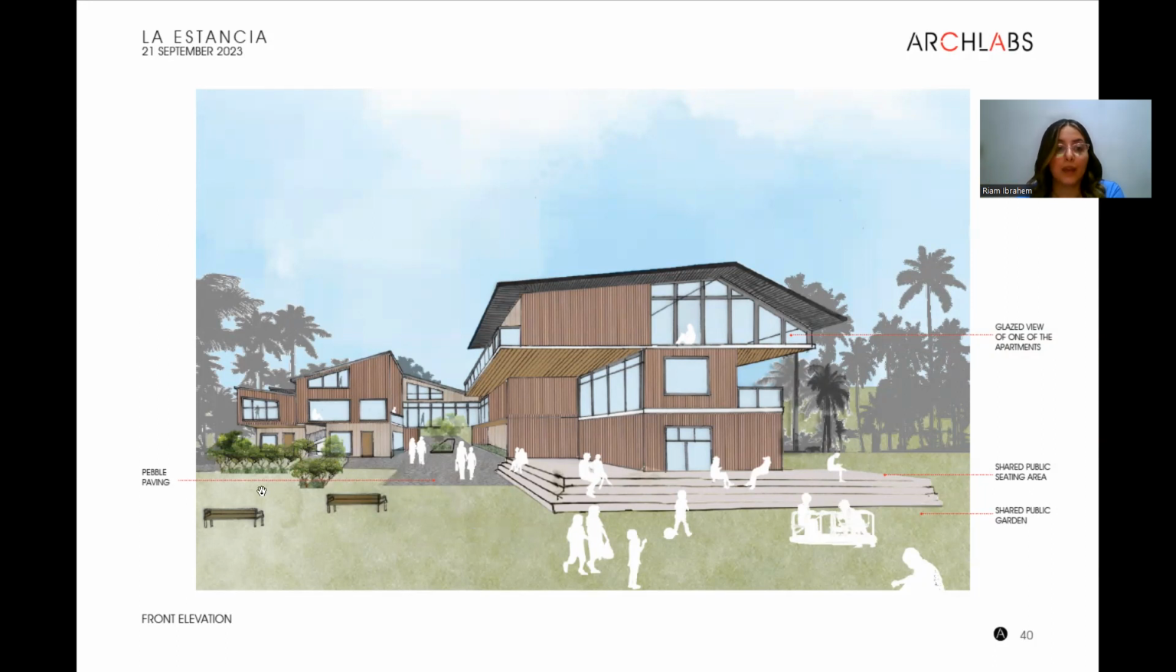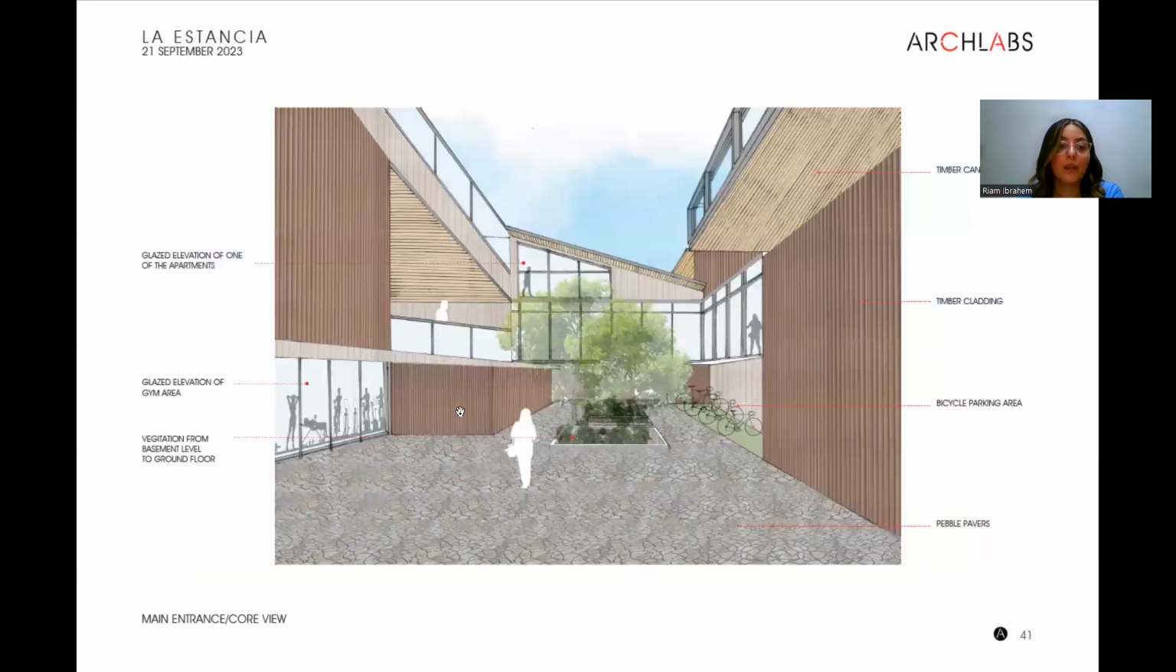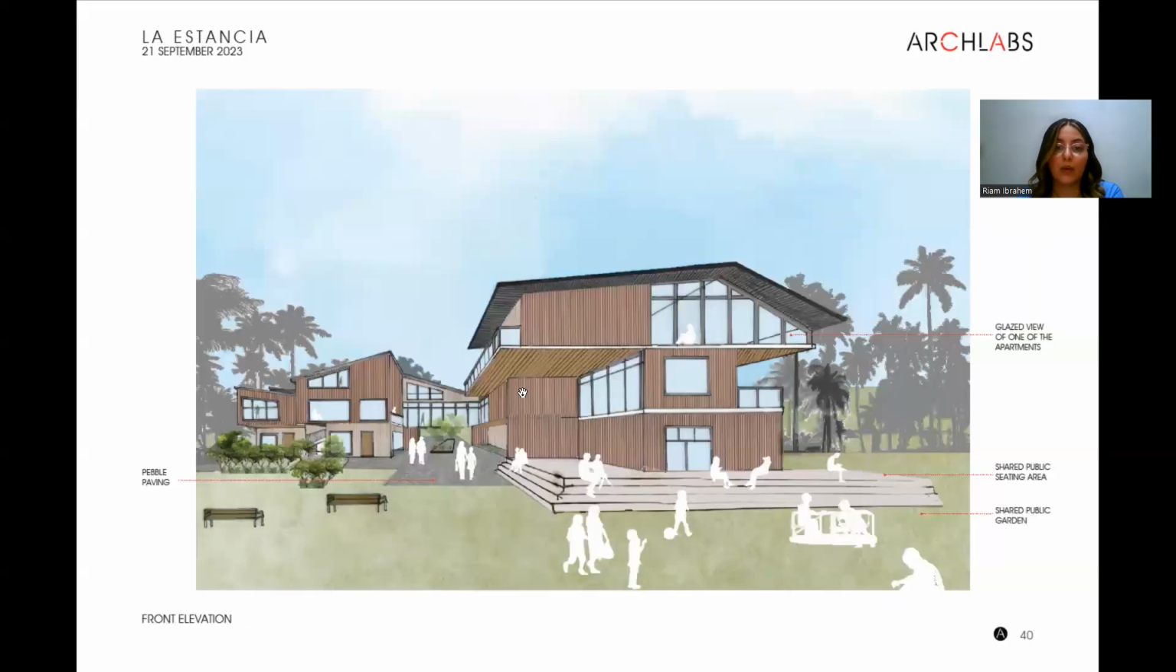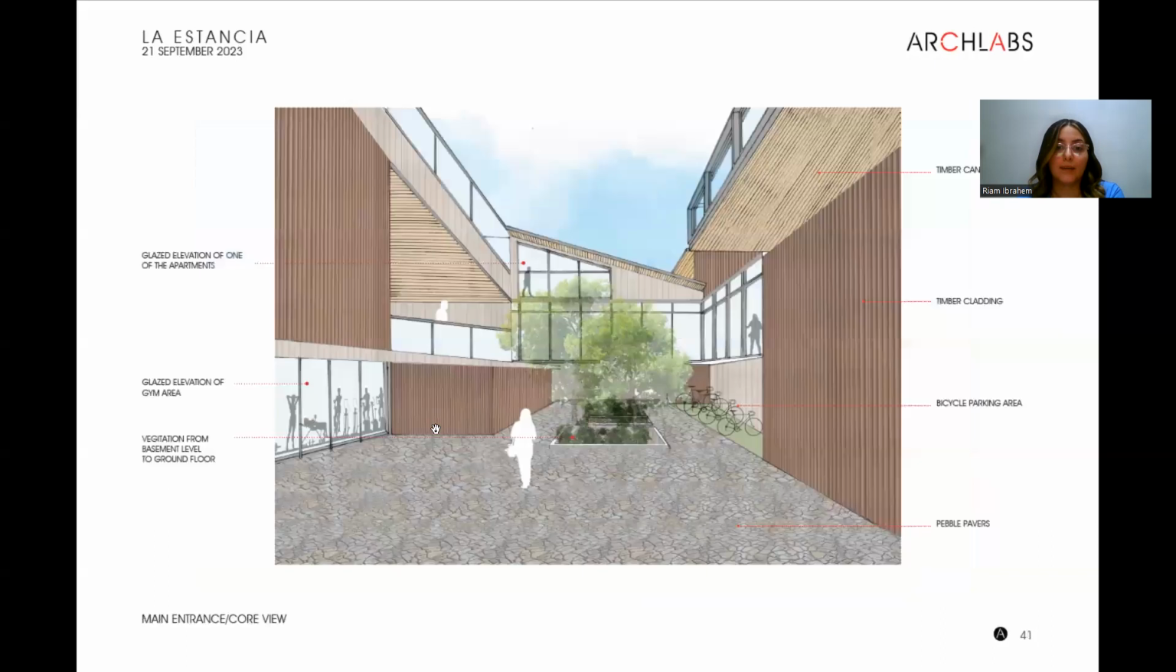But yes, this is the glazed view of one of the apartments. You've got tropical plants at the background, and you've got this middle space crossing from this side to this side, which looks very nice. This is the main entrance, which I was pointing out there, which is illustration 2. Its main entrance, core view.